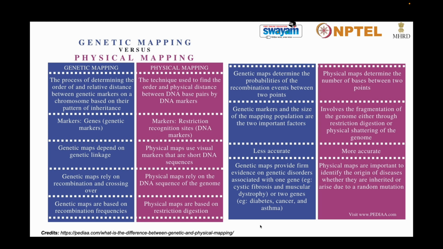So ultimately, the take home message from this slide is that genetic mapping provides you relative information about the distance between two genes, whereas a physical map provides you the exact distance between the two genes in terms of base pairs. With genetic mapping, you can know the disorders that involve one gene or two genes, and if they are linked, you get the evidence that the particular genetic disorder is associated with those genes. Whereas in physical mapping, you are very confident and can accurately predict the genes involved, as well as a single mutation, and you can also tell whether that mutation is random or not.